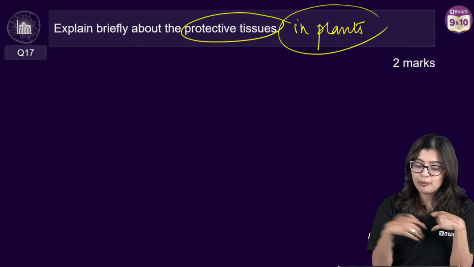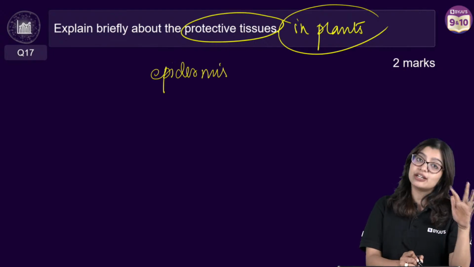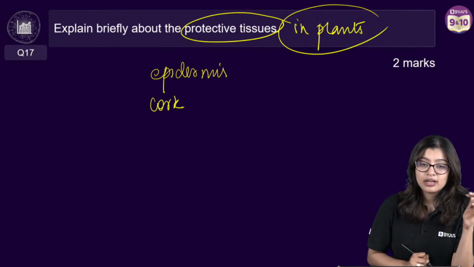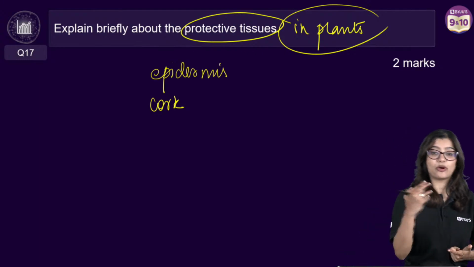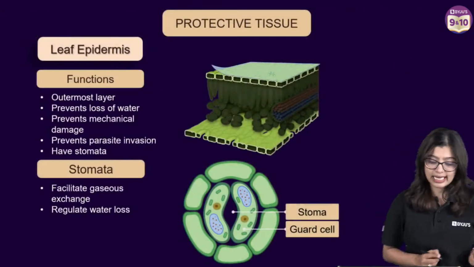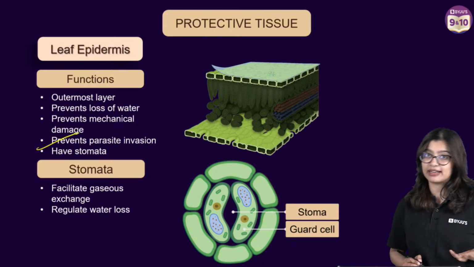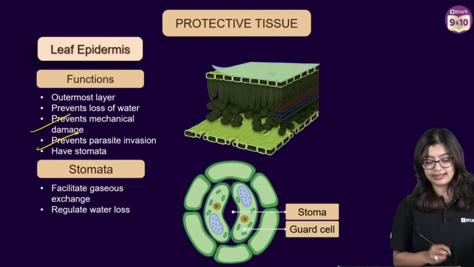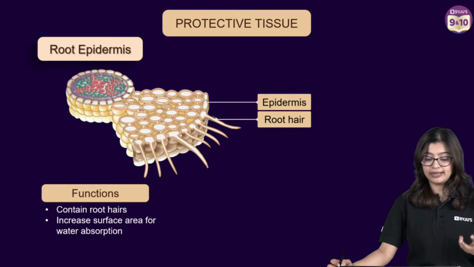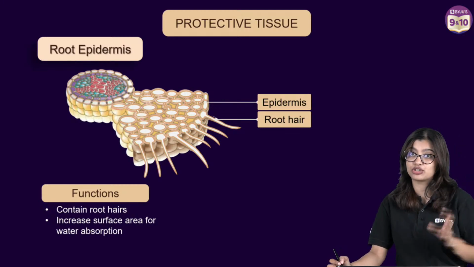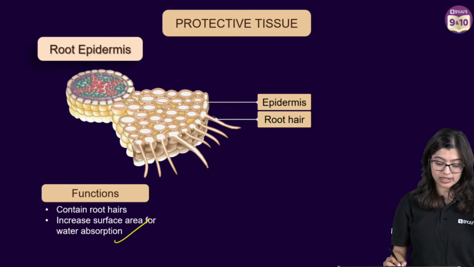Mainly in plants, our protective tissues include the epidermis, right? We have it in the leaf, we have it in roots. We have cork. Now what is the main function? Yes, protect the body from wear and tear, protect it from pathogens. Exactly. In the case of leaf epidermis, the primary function is to protect it from parasite invasion, prevent mechanical damage, and prevent loss of water. While in the case of root epidermis, although their primary function is protection, they also help in increasing surface area for water absorption.